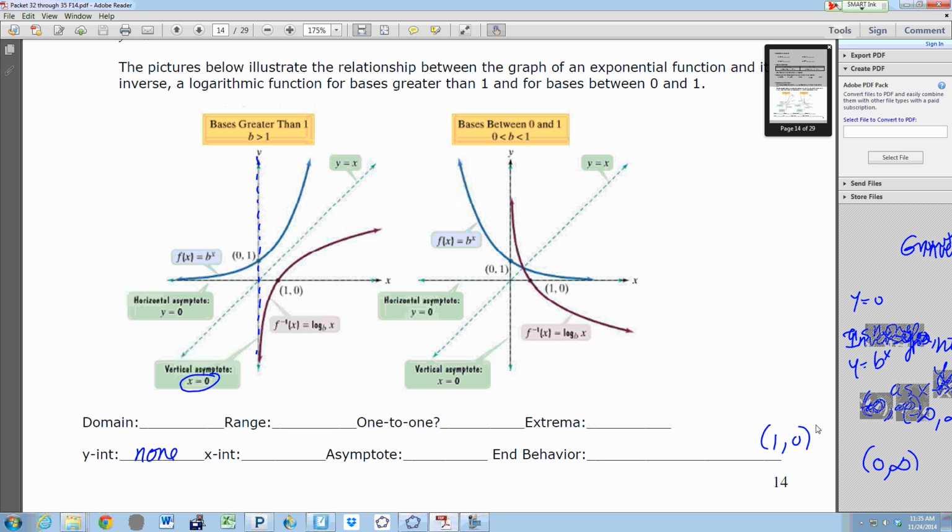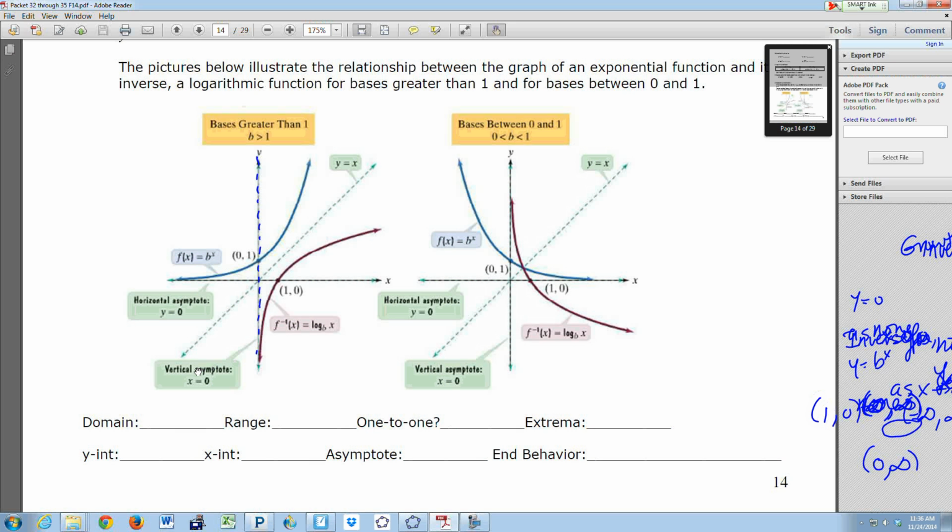If we have an exponential function, we know that our horizontal asymptote is the x-axis right here. We know we go through 0, 1. And so conversely, we go through 1, 0 for our log function. Our log function is represented by log base b of x. If we have b to the x as our exponential function, the log function is log base b of x.